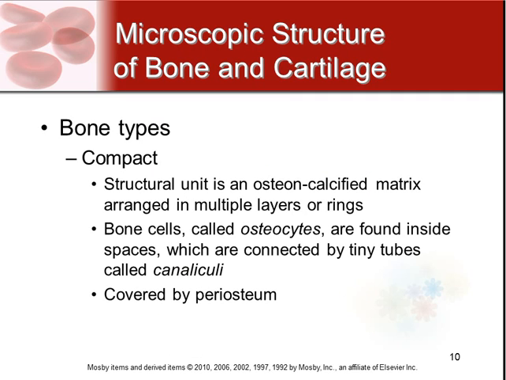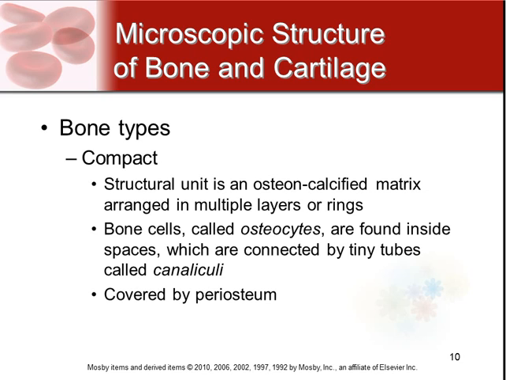So your other bone type besides spongy is compact. Compact bone is a structural unit that has a very calcified matrix. If you remember from the picture before, it was arranged in these multiple ring layers. And there are bone cells, called osteocytes, that are found inside these spaces, and they're connected by these tiny tubes called canaliculi. And the whole thing is covered by a periosteum.